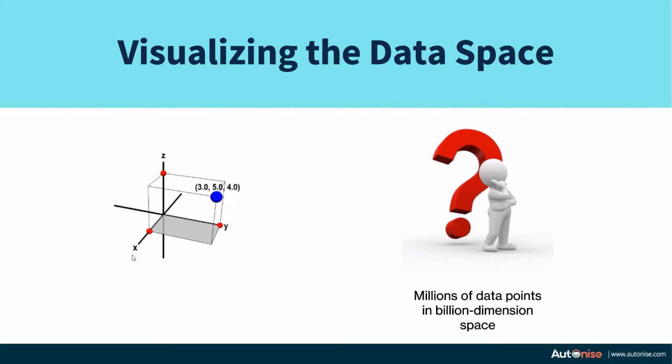On the x-axis, you have the value 3. On the y-axis, you have the value 5. On the z-axis, you have the value 4. And if you plot a point, you can visualize it like this.